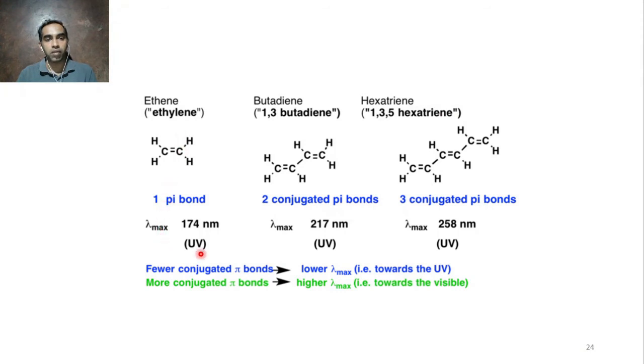Ethylene, you have one double bond, and 174. You have 1,3 butadiene, that is 217 nanometer, and 1,3,5 hexatriene, you have 258 nanometer. So it has moved towards the right, or there is a red shift. Fewer conjugated pi bonds, lower lambda max. More conjugated pi bonds, higher lambda max. That is towards the visible region, or bathochromic shift.